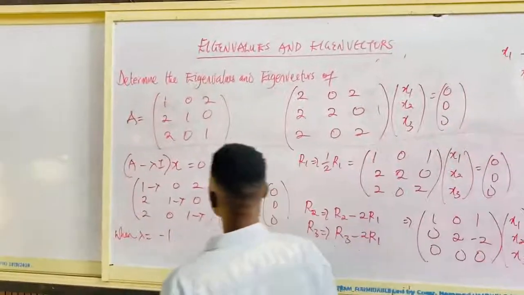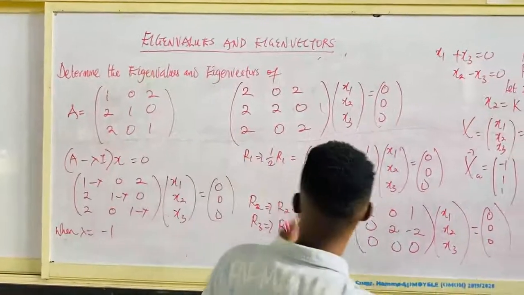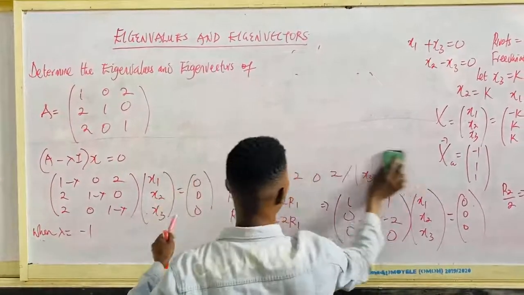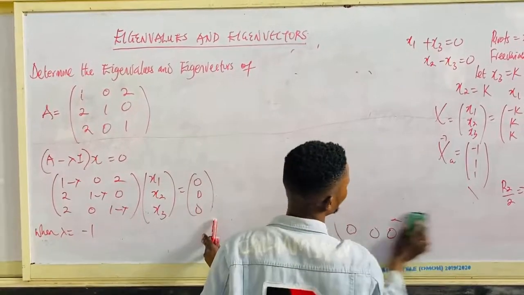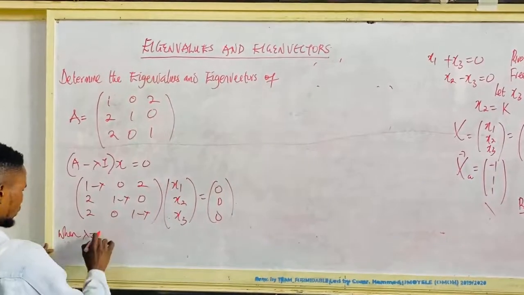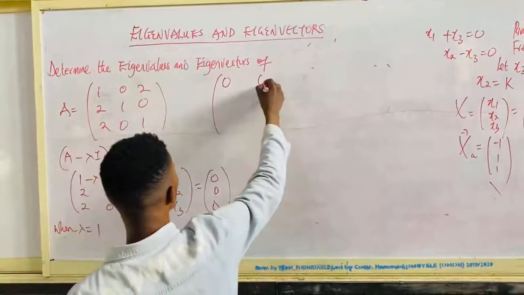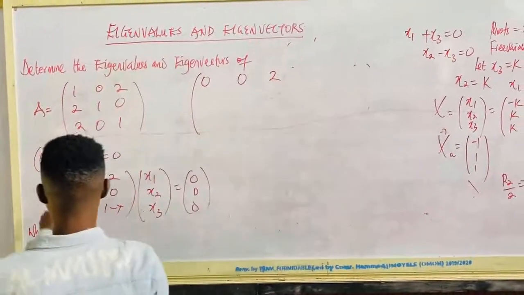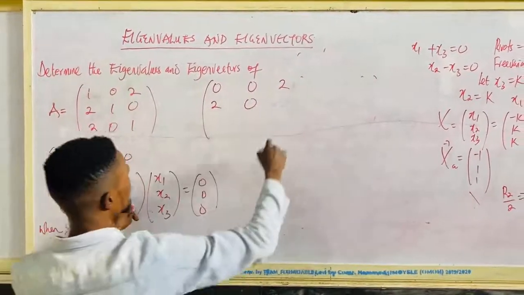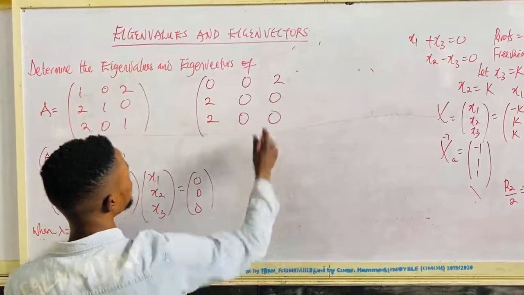Now also we get the eigenvector when lambda is 1, and also when lambda is 3. You can pause the video and try to find the eigenvector when lambda is 1. So when lambda is 1, this gives 1 minus 1 is 0, 2, 0; 0, 0, 2; 0, 2, 0, equal to 0.